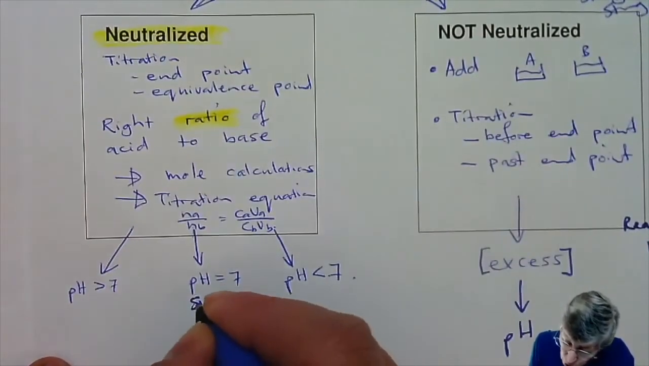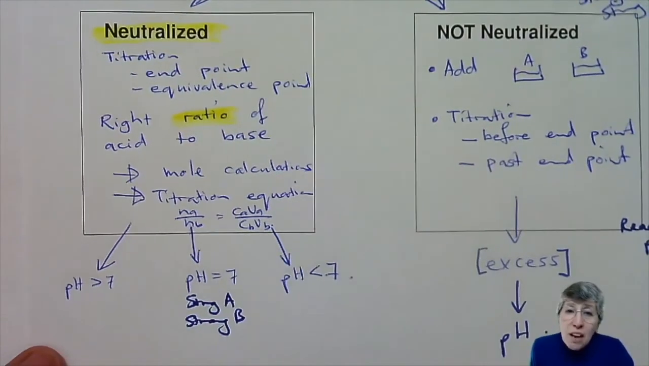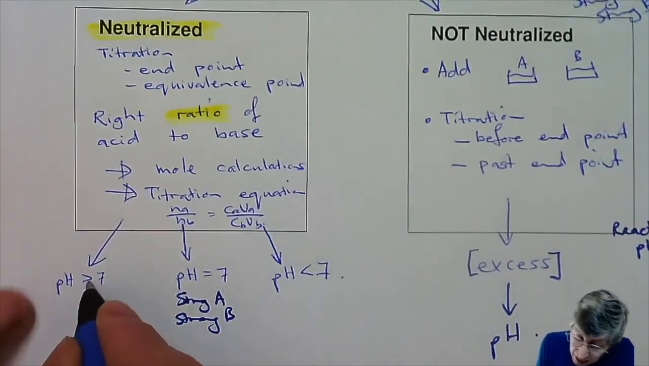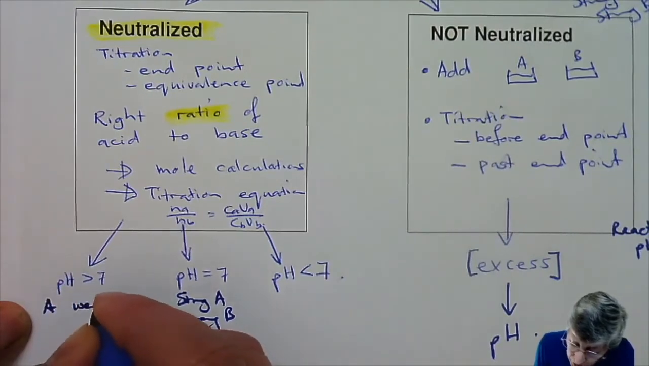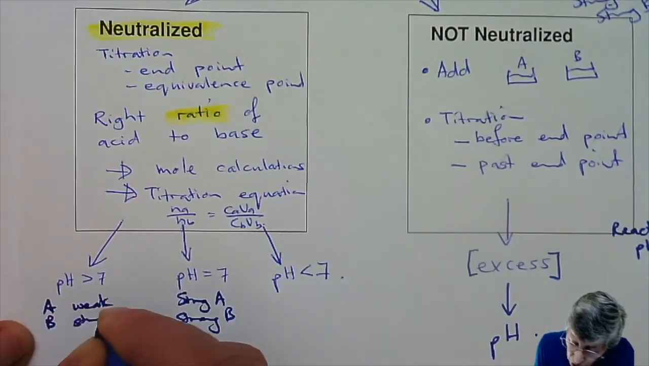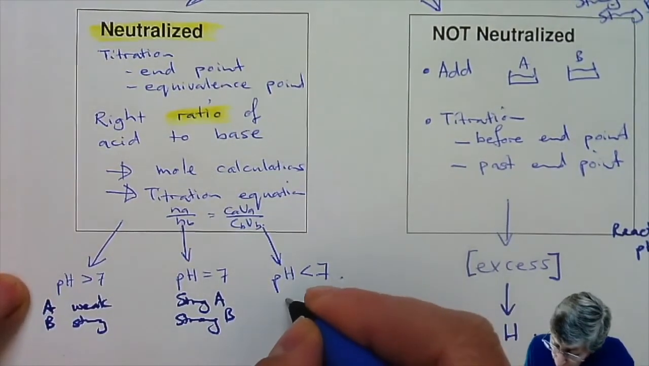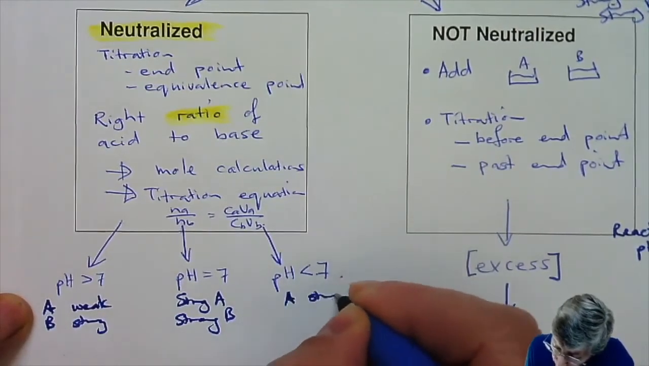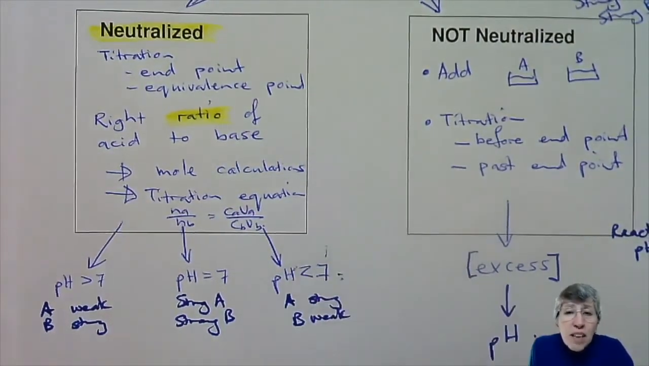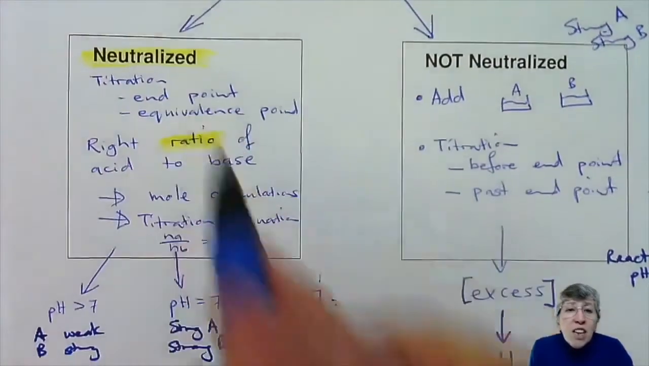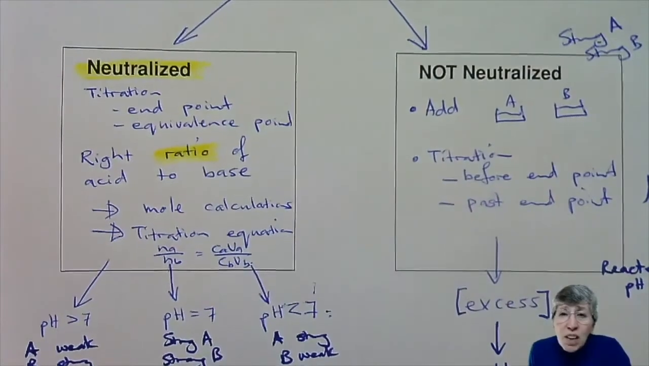If you've got strong acid and strong base, then you will have a pH 7, right? But you will end up with a pH bigger than 7 when your acid is weak and your base is strong. Then the base is winning. You are ending with a pH bigger than 7, right? But when your acid is strong and your base is weak, then the acid is winning and you've got a pH smaller than 7, right? So neutralized doesn't mean pH 7. It tells you they're in the right ratio. You can do ordinary mole calculations.